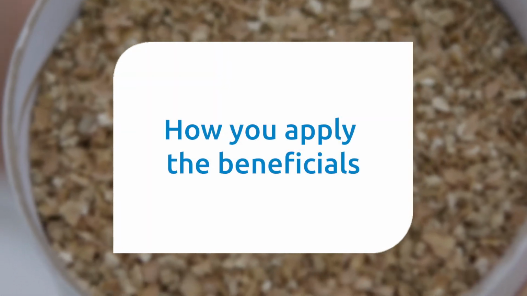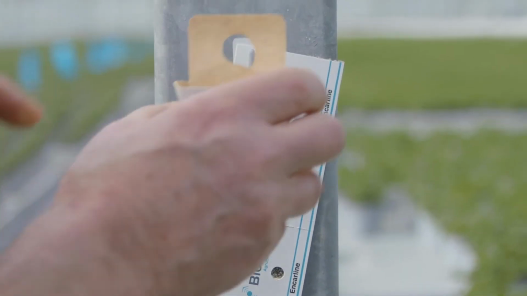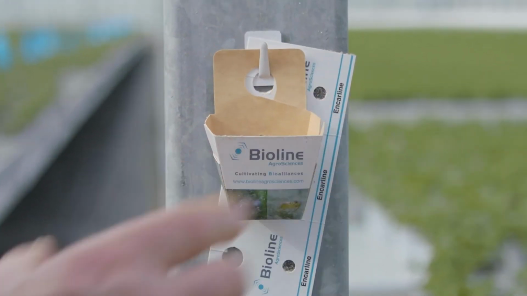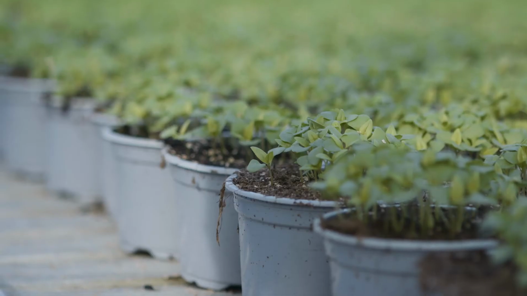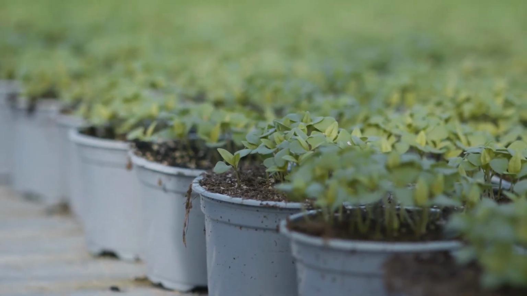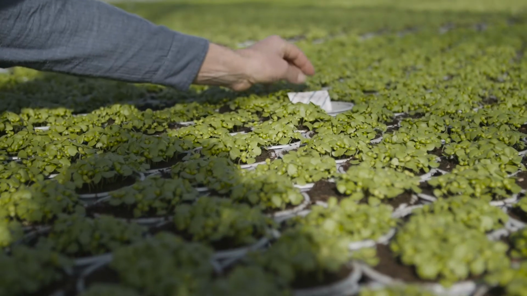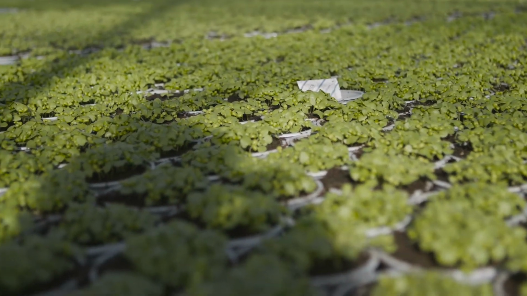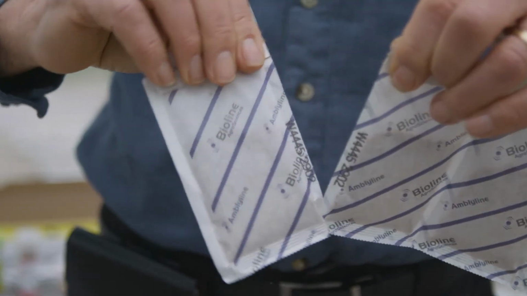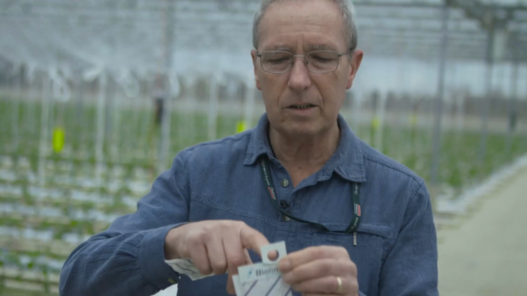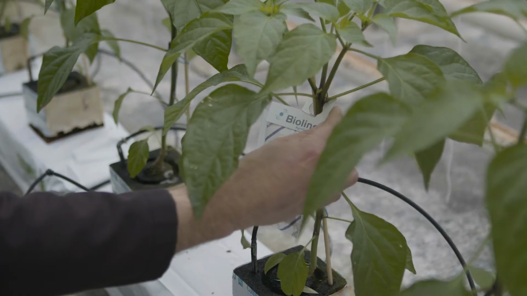How you apply the beneficials. You can use simple hand application to put the beneficials in the right place, at certain release points within the crop. Other application methods are the Amblyseius sachets. These can come as strips which the grower cuts or tears and hangs directly onto the plant for the mites to come out.